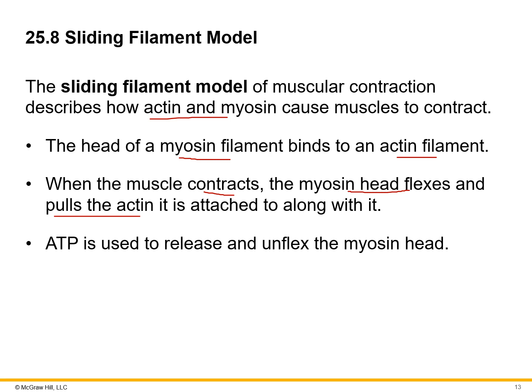Now, in order for this pulling to occur, we need energy, and that's provided by ATP. So that's used to release and then unflex the myosin head. So that allows it to return to normal. And so actually energy is not only needed for contraction, but it's needed to relax the muscle. So it's the energy from ATP that allows the myosin to release the actin and go back to normal. And so in rigor mortis, whenever a body is hardened after death, it's because there's not enough energy to release or relax the muscles, so they stay in a contracted state.